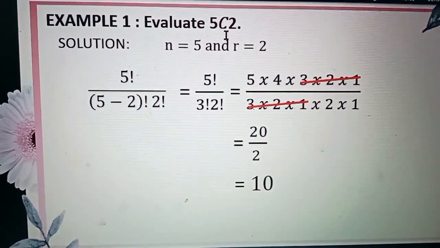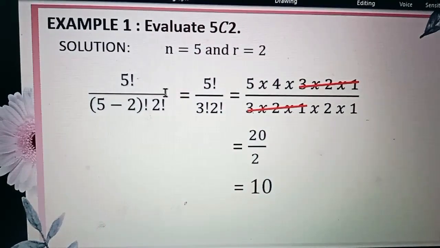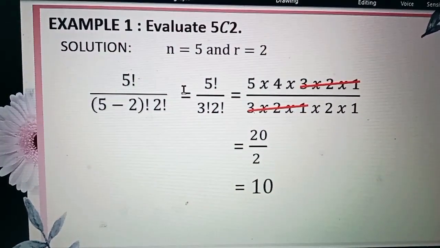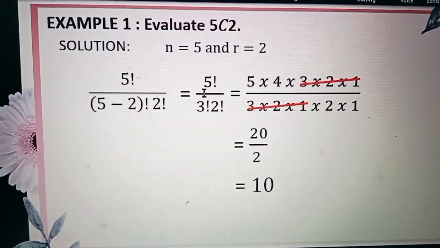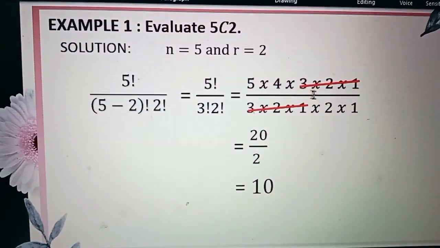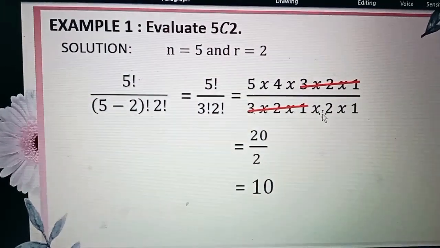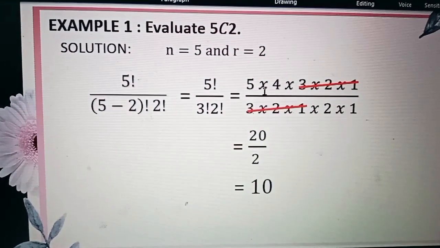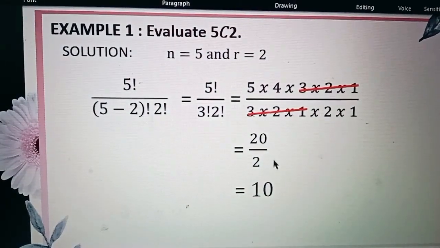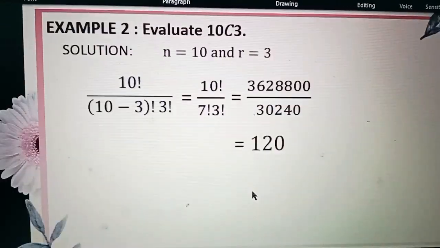Example, evaluate 5C2. Solution: n is equal to 5 and r is equal to 2. So 5 factorial all over 5 minus 2 factorial times 2 factorial, is equal to 5 factorial all over 3 factorial 2 factorial, is equal to 5 times 4 times 3 times 2 times 1 all over 3 times 2 times 1 times 2 times 1. So cross out, 5 times 4 is 20, 2 times 1 is 2, so 20 divided by 2 is 10. So that's how to evaluate.